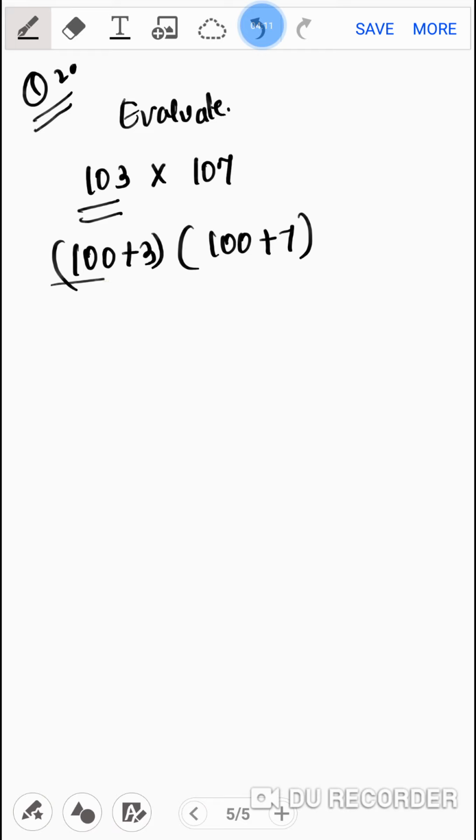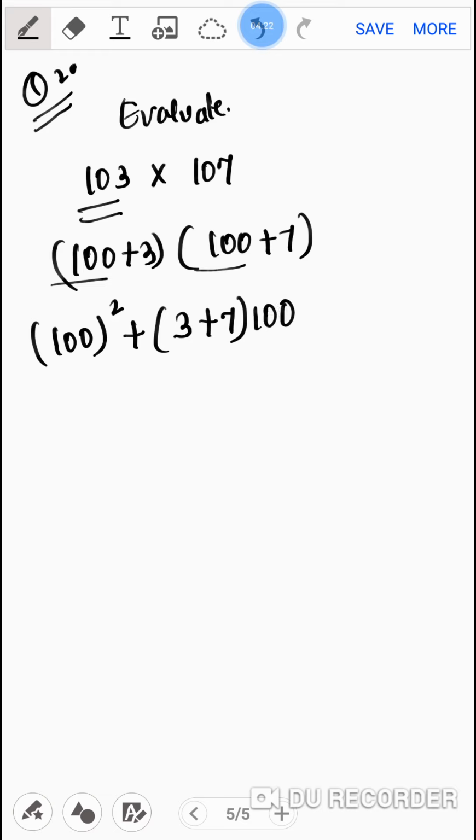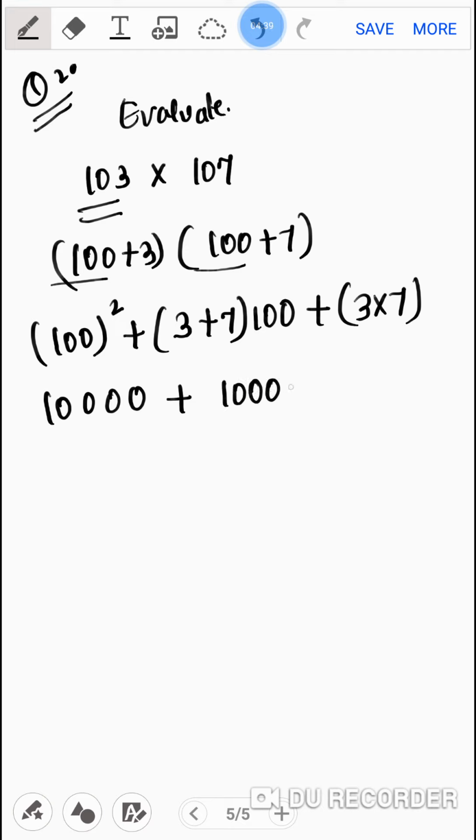Then as I said, you have to first multiply your first term. So that will be 100 into 100, 100 square. Next you have to add your second terms and multiply with your first term, plus you have to multiply your second terms. The same identity as I used in question number 1. Yes, that will be something like this when I open up. And your final answer will be, clear.